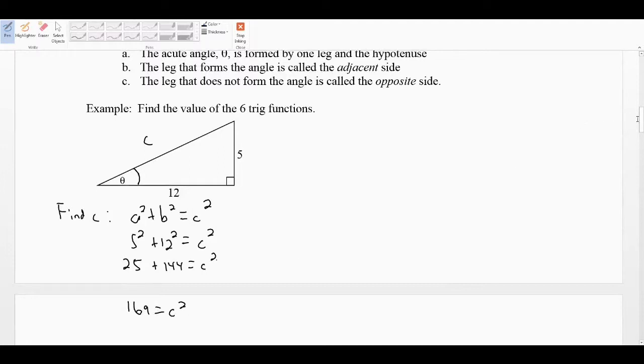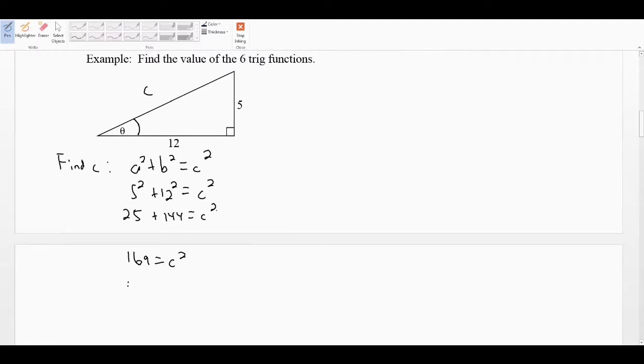Let's see how well you remember your algebra. To find the value of C, we square root to eliminate the exponent. And it's actually plus or minus, but since we're dealing with the side of a triangle, the answer cannot be a negative. And the square root of 169 is 13. So we now have C is 13. So now we're going to find sine of theta.